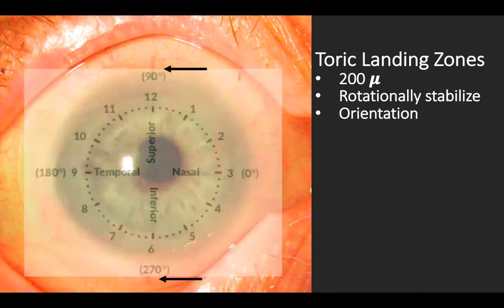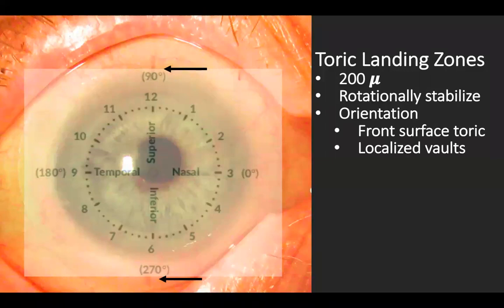And as I mentioned before, knowing the orientation of the lens marks can be important when we add front surface toricity or a localized vault.